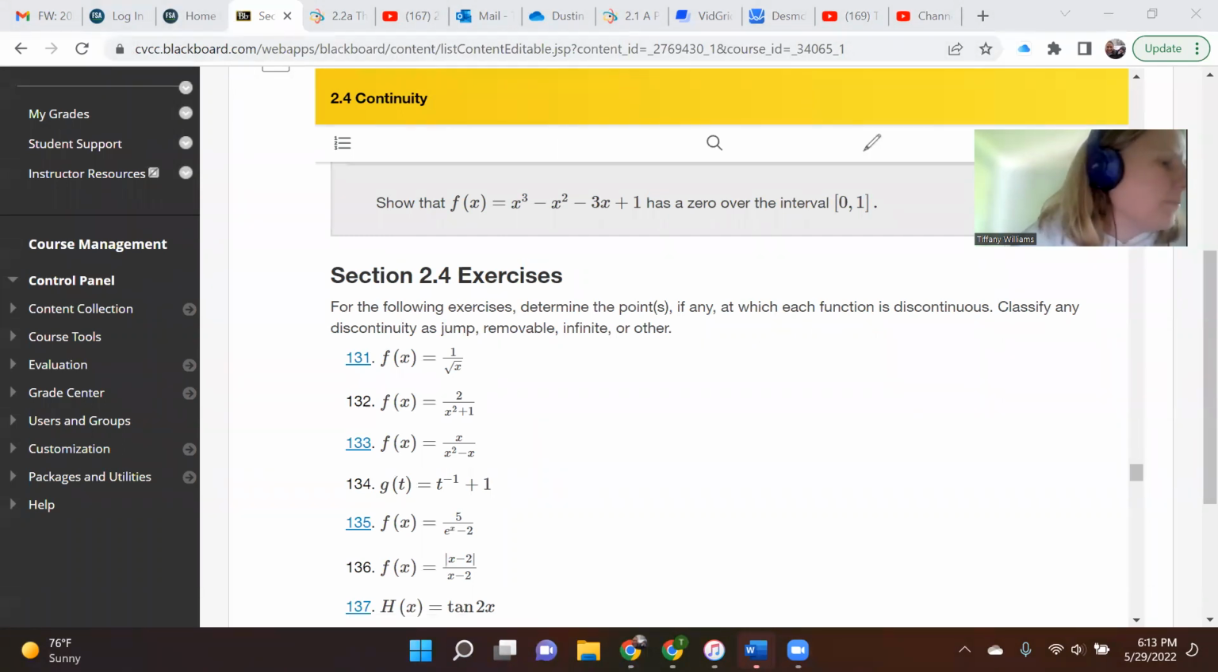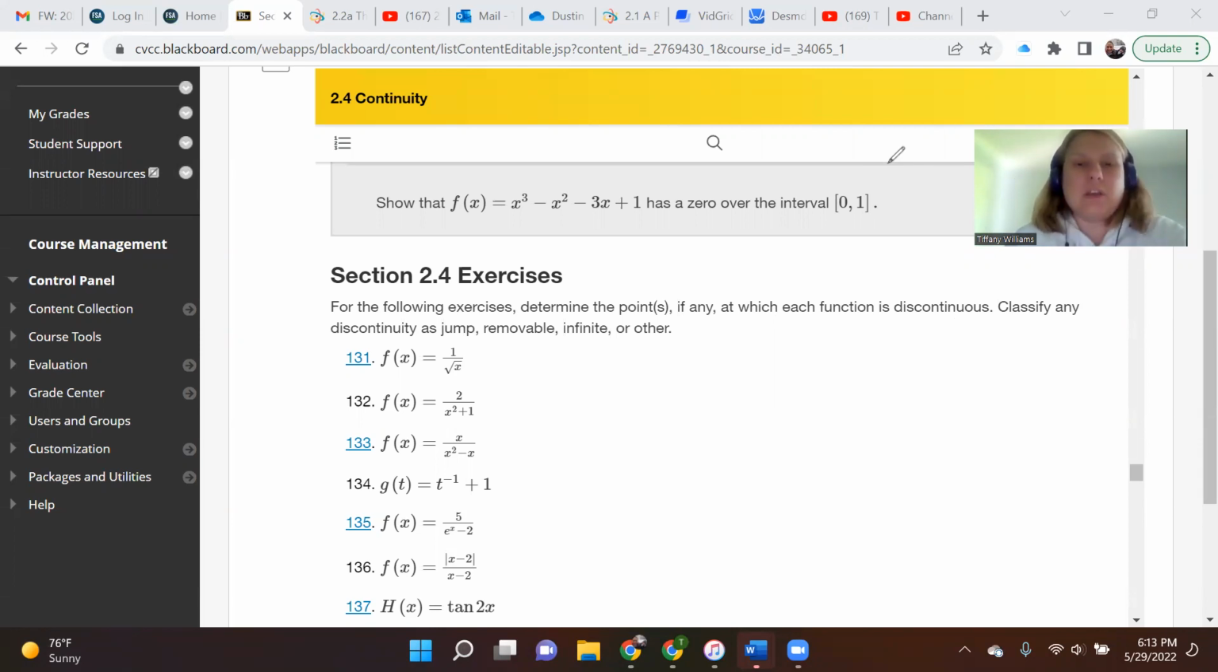What else can we do here? Let's do 135. So 135, we have f of x equals 5 over e to the x minus 2. Now, because you've got an e to the x, this one doesn't have the issue that I had with the previous one. It can be positive or negative with this one. So I'm really concerned with the fact that we do have that e to the x minus 2 on the bottom.